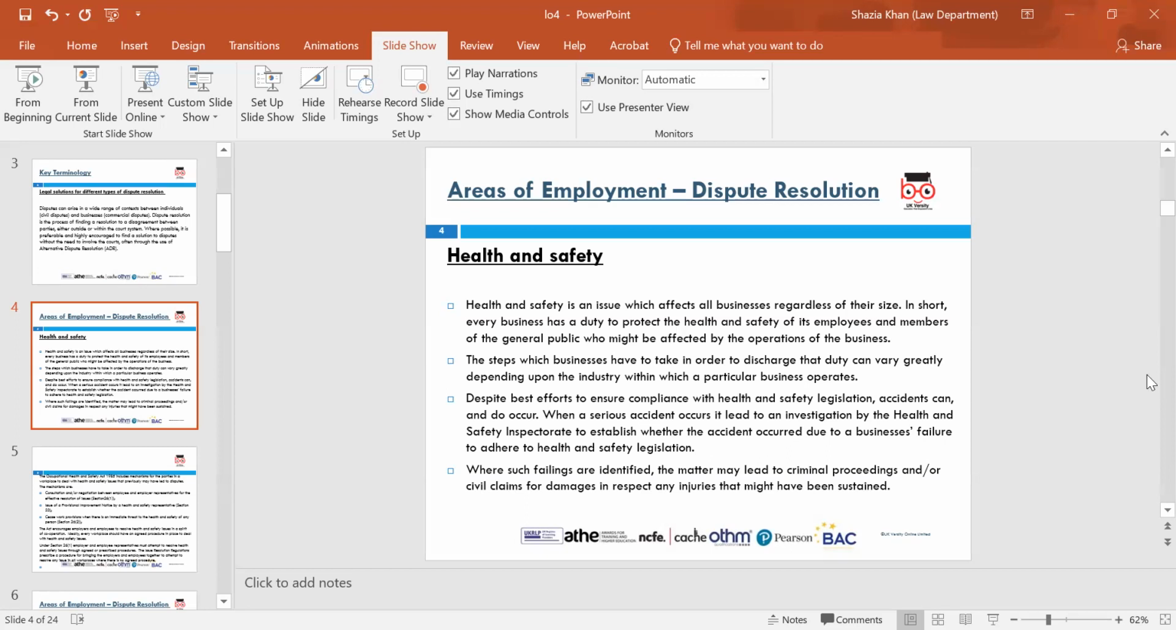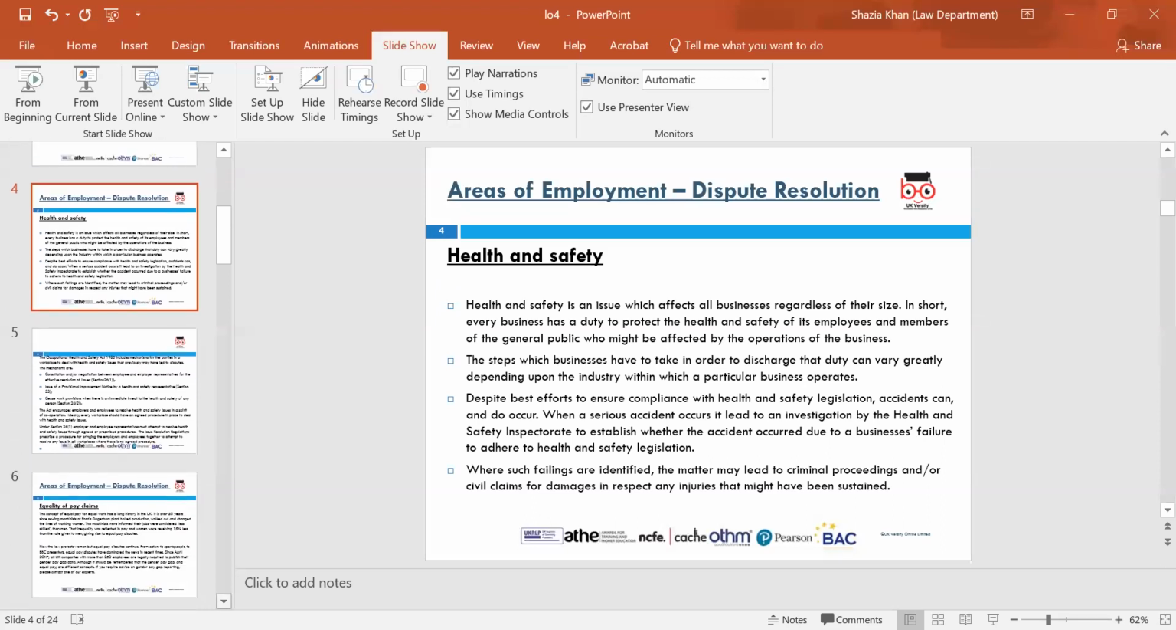Despite best efforts to ensure compliance with health and safety legislation, accidents can and do occur. When a serious accident occurs, it leads to an investigation by the health and safety inspector to establish whether the accident occurred due to the business's fault or failure to adhere to health and safety legislation. Where such failings are identified, the matter may lead to criminal proceedings and/or civil claims for damages in respect of any injuries that might have been sustained. And the criminal side would be that the company is not following the law, so they've breached the law.